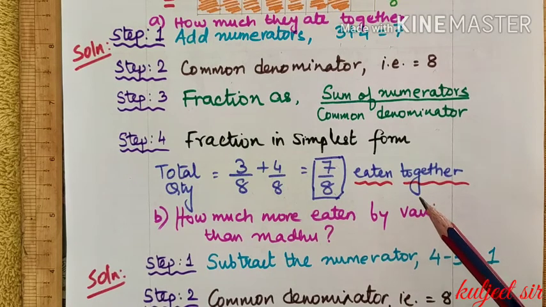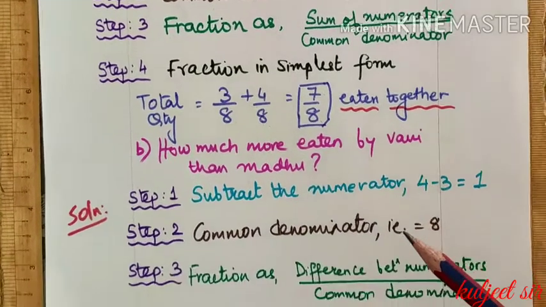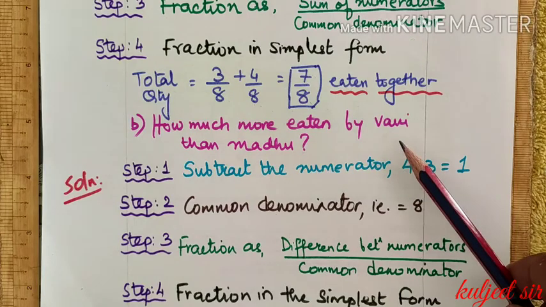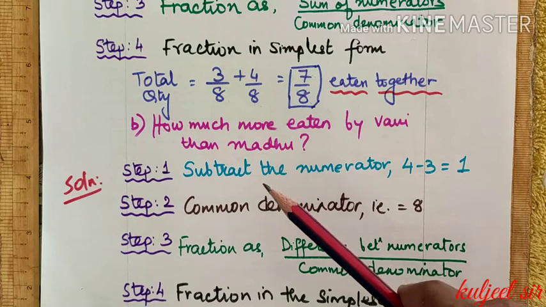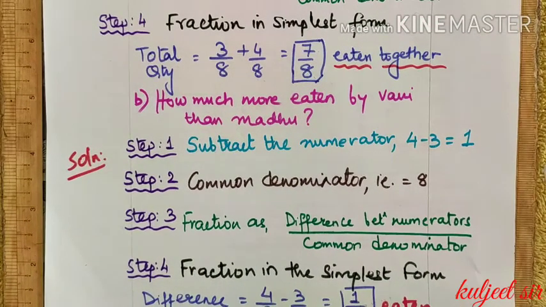Now in the same case, we take example number 2 or example B. How much more pizza was eaten by Vani than Madhu? First we had done the addition, now we will do the subtraction. Now to subtract like fractions, again we will follow the steps given below.